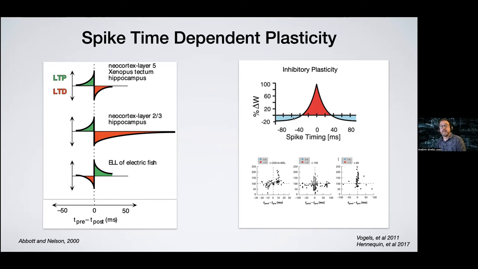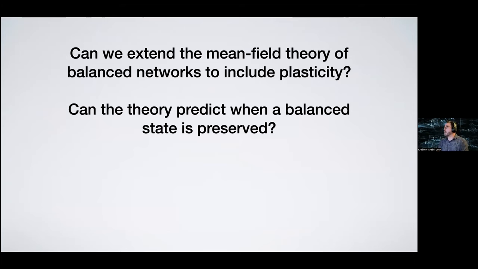And so that's what we asked, right? So we asked, can you extend the mean field theory, the types of theory that we talked about in the previous part of the talk, so that it also includes synaptic plasticity? So that it also includes changes in synaptic strengths. And in particular, can the theory predict when the network is going to remain balanced or when it's going to become unstable? Right. So that's kind of what you want to know as a very, very basic thing, right?